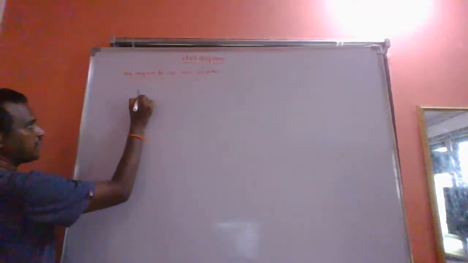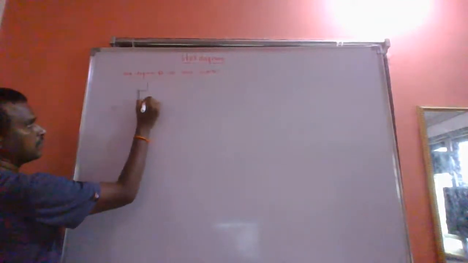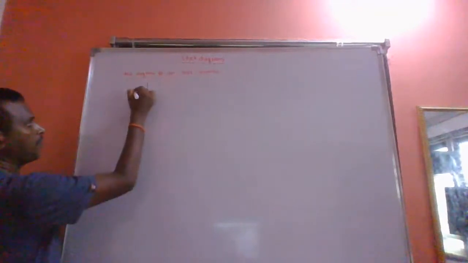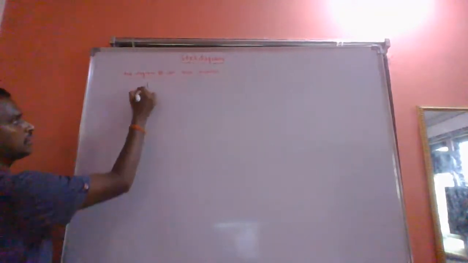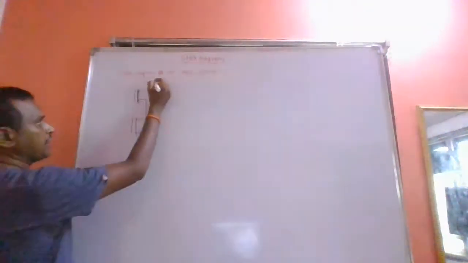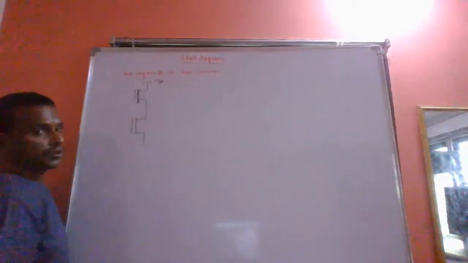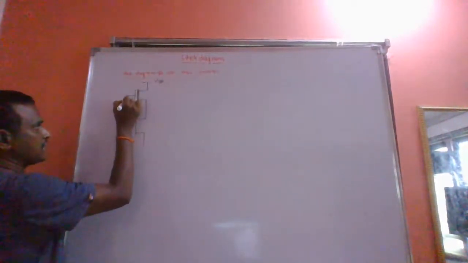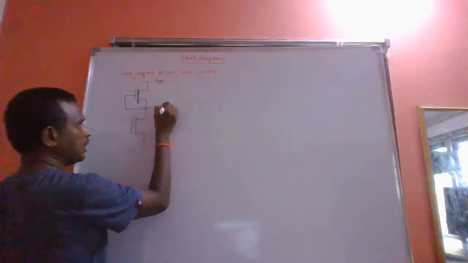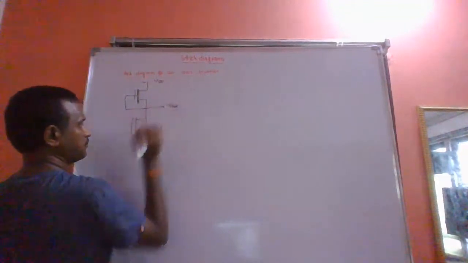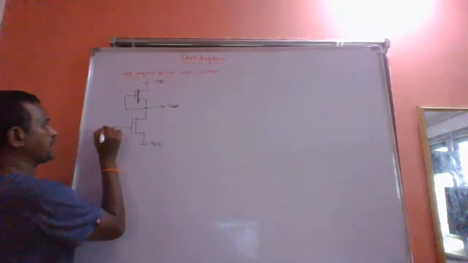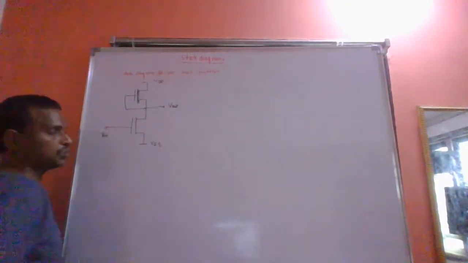The NMOS inverter circuit consists of one depletion transistor of NMOS. This one is the depletion transistor, and here we have VDD. The gate of this transistor is connected with the source. Here we are going to take the output, so that is V out. Here we have VSS, and this one is the V input that we are going to place.